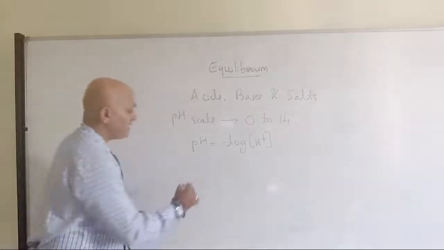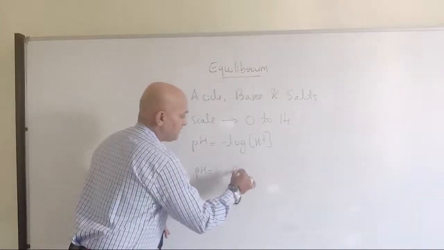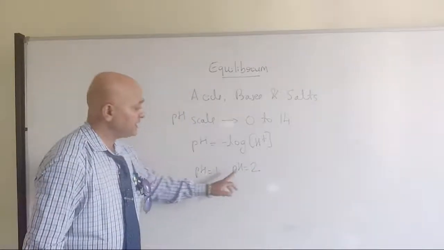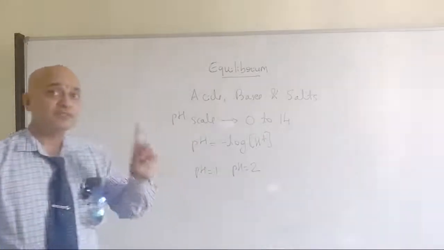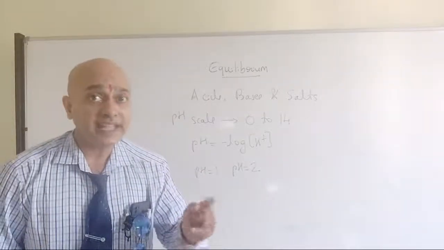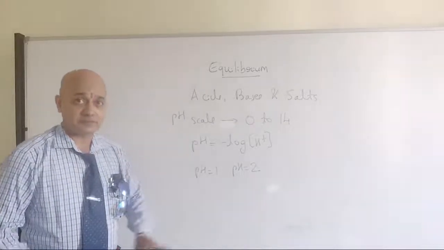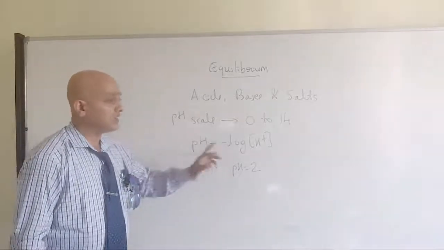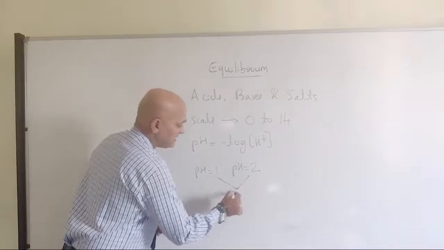See for example, I have pH as 1 and I have pH as 2. So they differ with respect to the integer as 1. So pH 1, pH 2. What is that difference? 1 is there. But if you take the H plus concentration, then they differ by 10 times. Am I clear? That's the logarithmic scale, to the base of 10. The difference here is 10 times.